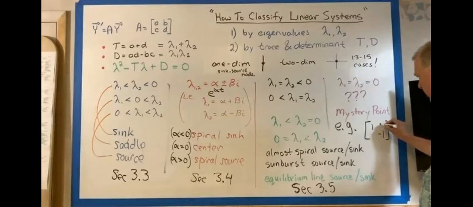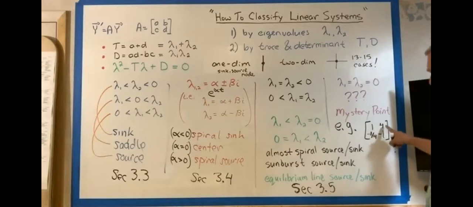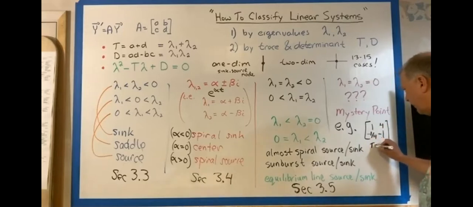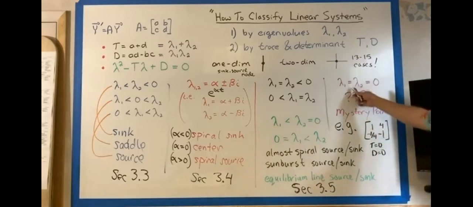How about 4 and minus 1 fourth? I don't usually yank out the fractions, and I could have done it another way, but I just wanted to be general. What's the determinant of this? Negative 1, subtract negative 1. This has trace 0 and determinant 0. So this fits that very rare category.